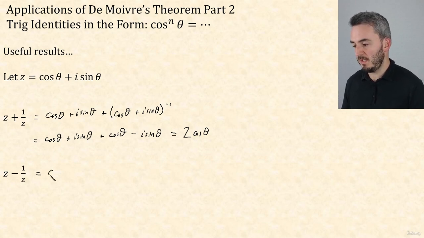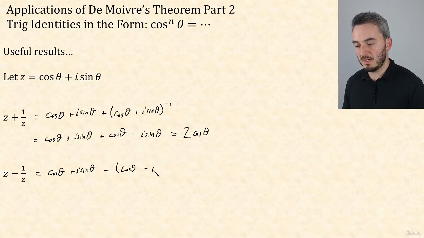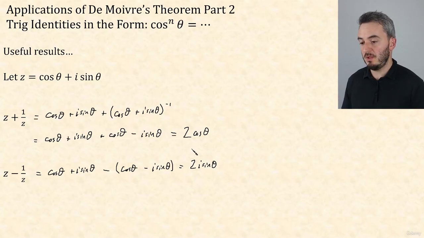If we do the same trick here with z minus 1 over z, it's just the cos thetas that cancel, because we have cos theta plus i sine theta and then minus 1 over z gives me minus cos theta plus i sine theta. The cos thetas cancel and we end up with 2i sine theta. So these are our two really useful results. z plus 1 over z is always just a real number, 2 cos theta, and z minus 1 over z is always 2i sine theta.